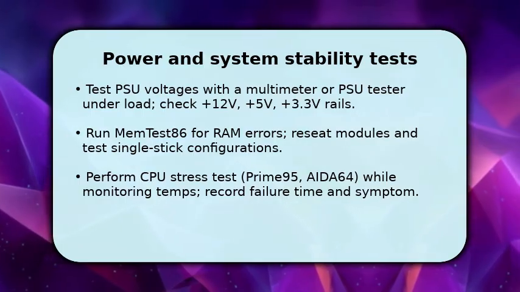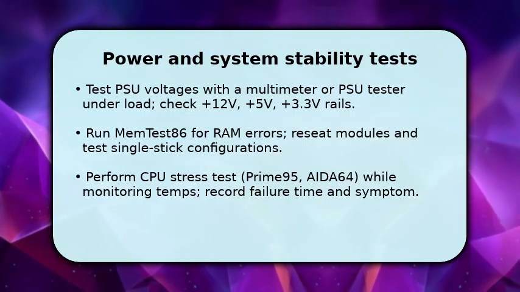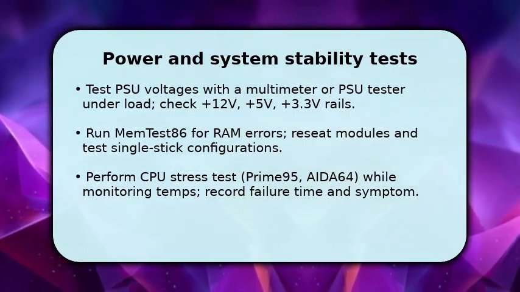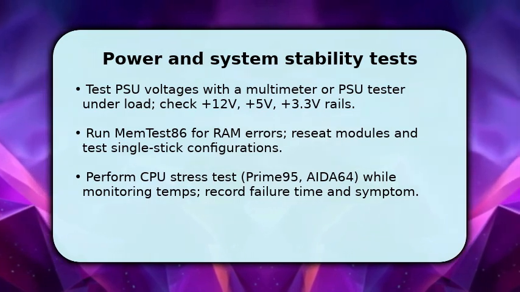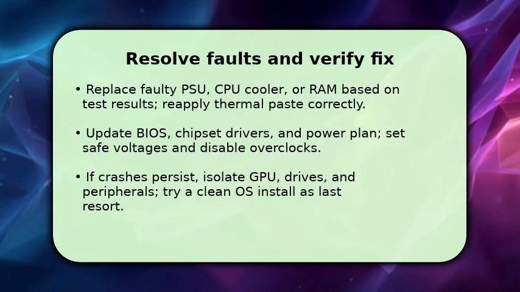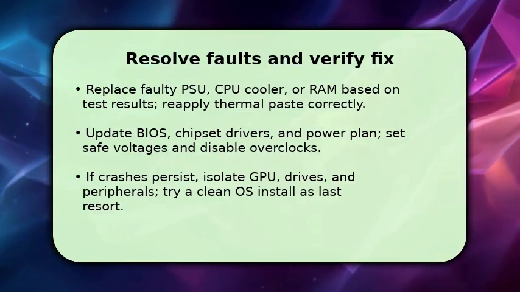Once memory is verified, run a controlled CPU stress test while monitoring temperatures and throttling. Note when. Finally, apply targeted fixes based on your diagnostics. Swap a failing PSU, install a properly seated cooler with fresh thermal paste, or replace bad RAM modules.